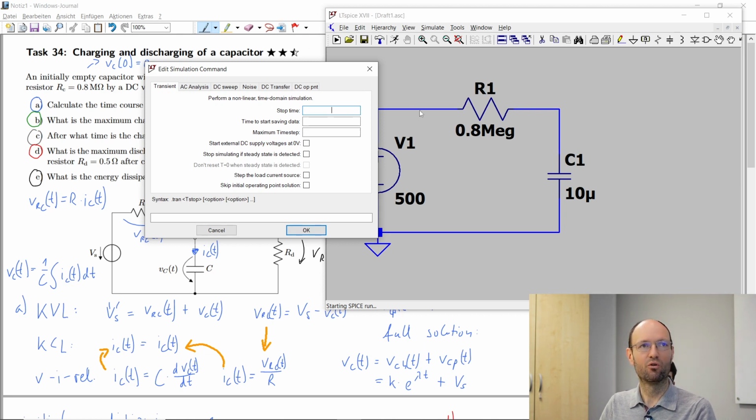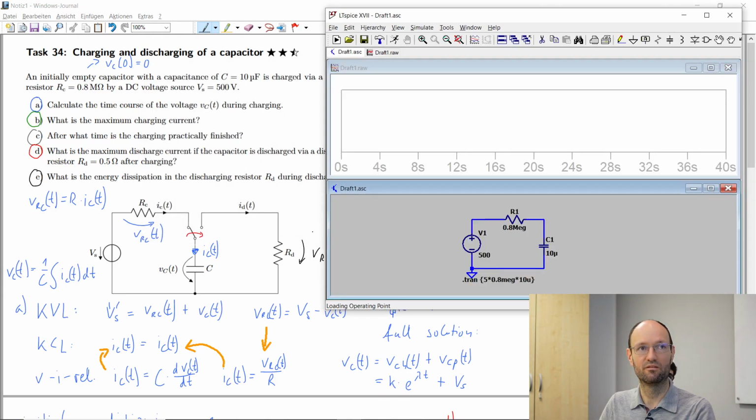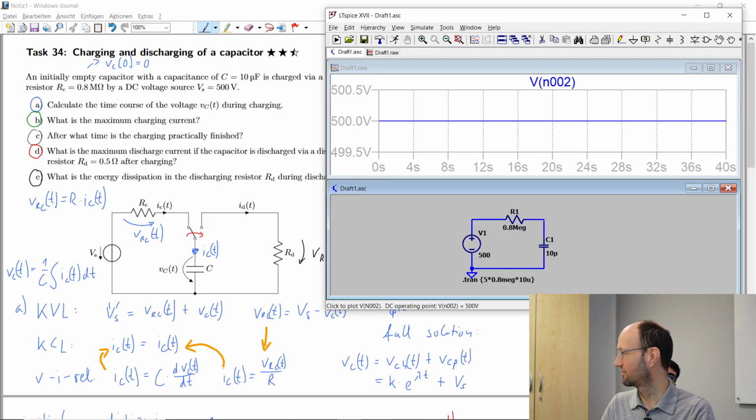If we know R and C create some time constant, and R is 0.8 mega ohm, and C is 10 micro farad, so this would be a time constant. With these curly brackets or braces around, you can do calculations. And if we take, I don't know, 5 times this, then we have 5 time constants. So now it simulates over 40 seconds, which is meaningful. And if I plot the voltage here, we get 500 volts. And we don't see any charging. What happens here? Anyone some idea?